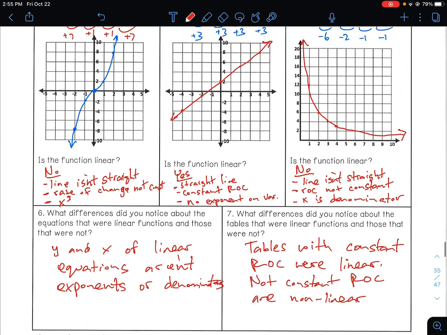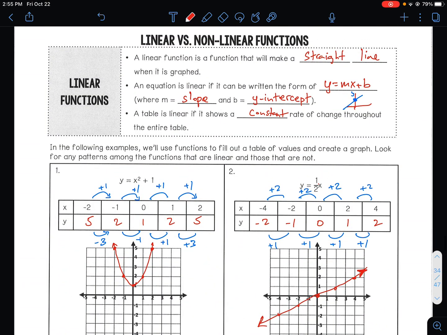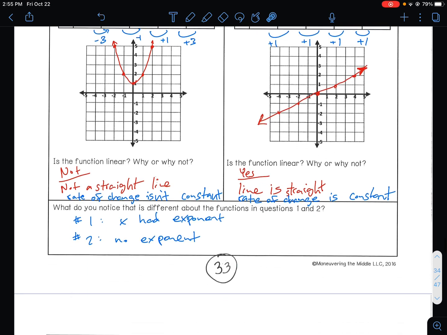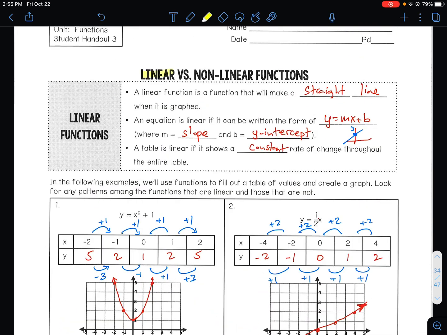And so that's that. How can you tell whether a table, graph, equation, or even set of ordered pairs forms a linear function? And remember, the key here is whether or not it is linear versus nonlinear. For equations, remember, if you see any kind of exponent or x as a denominator, or same goes for the y, it is nonlinear. It won't form a straight line anymore.